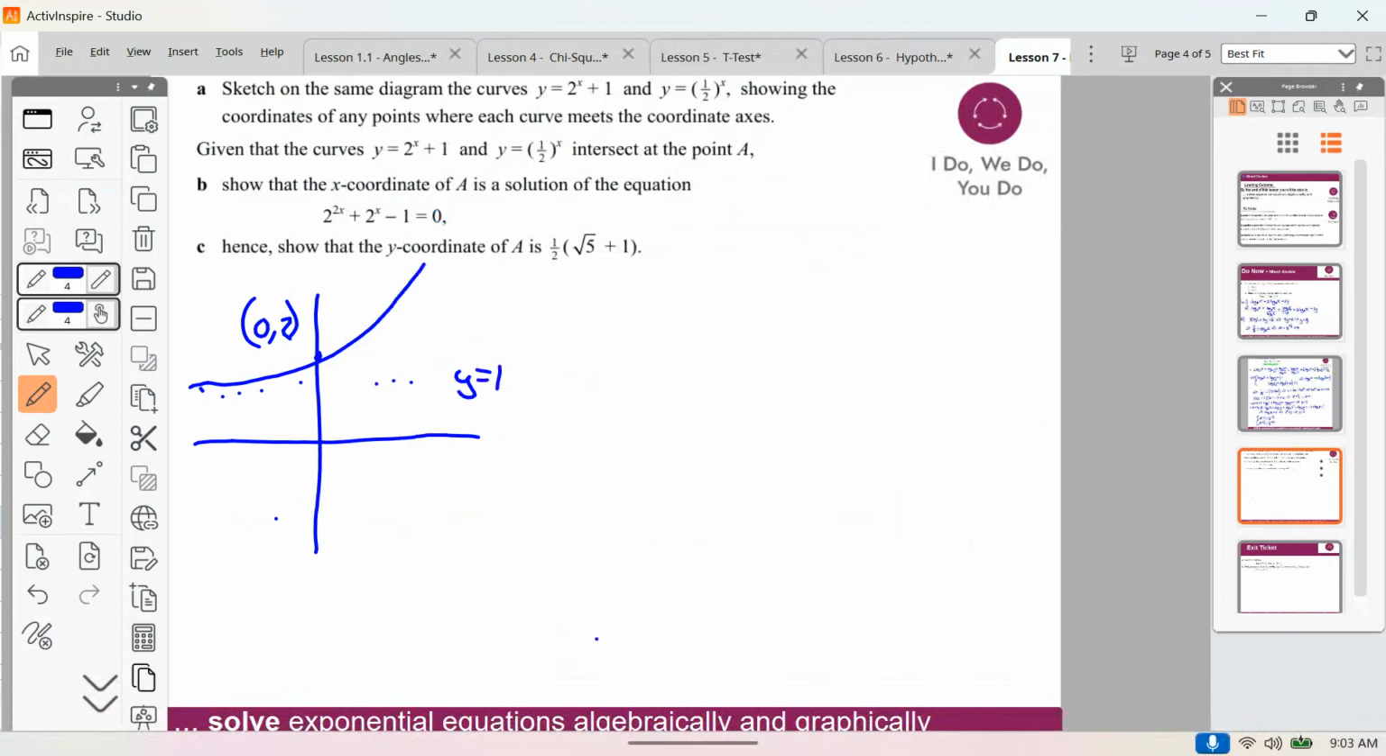Okay, so just sketching the problem, it looks like this one. The other one is going to come down like that. It's actually going to go through there at the asymptote. Sorry, I missed a little bit. So this is going to go through 0, 1. So our point A is here.